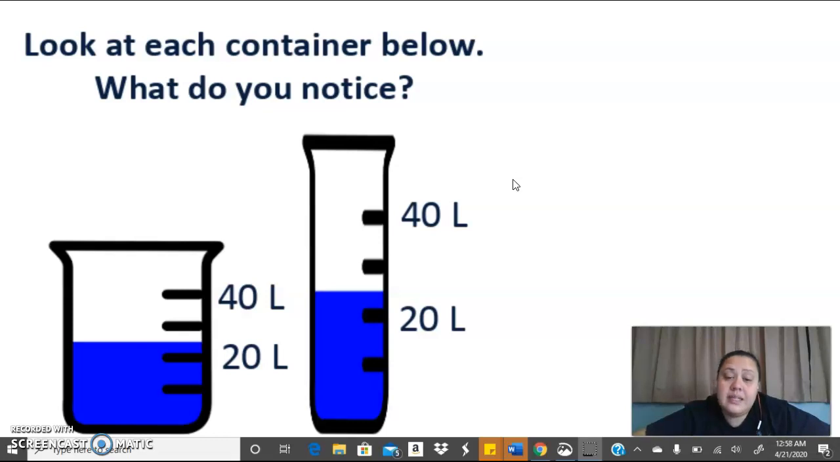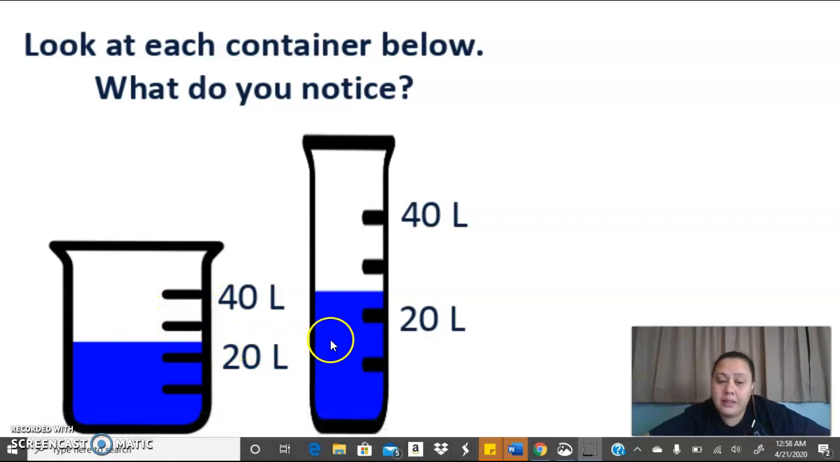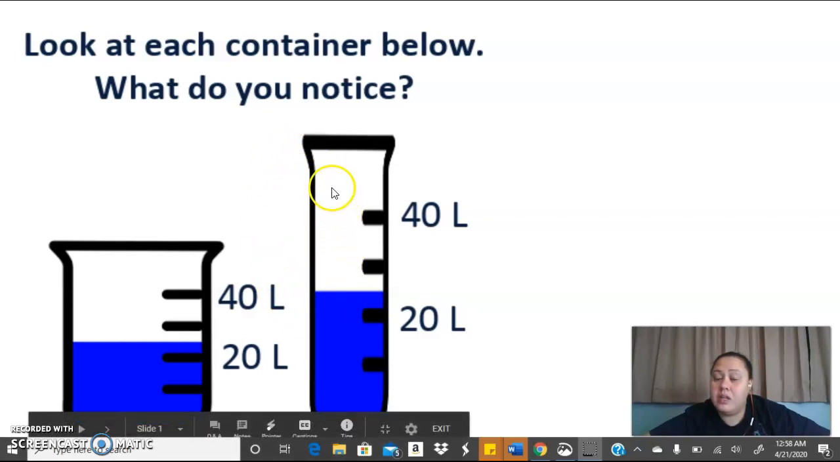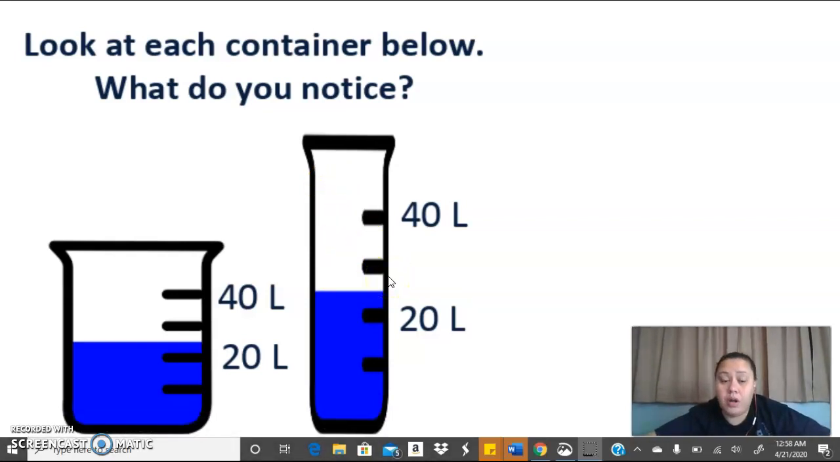You'll notice that they're both holding the same measurement, and I will go into further detail, but they don't look the same because of the type of container it is going in. Because this one is much shorter but wider, it looks like there is less. But that is not the case, because this one is much thinner, so the liquid reaches a higher level on the container, but that does not mean that it has more volume.